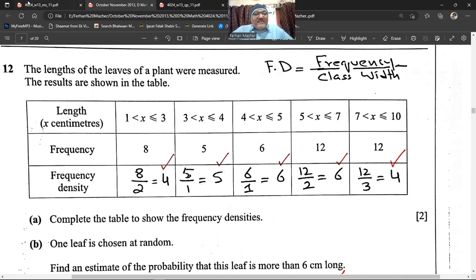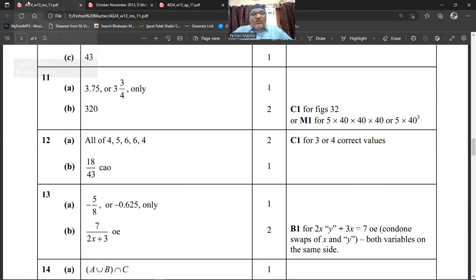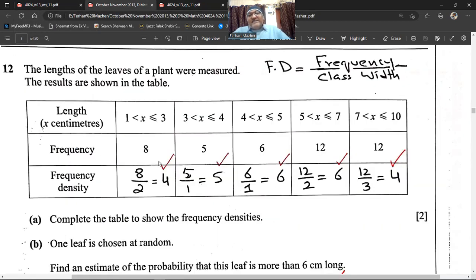I hope you understand. 4, 6, 4, 5, 6, 6, 4. These are the frequency densities. Our answer is right. Hopefully you understand. Here you see that I have written the formula. Frequency density is equal to frequency divided by the class width.